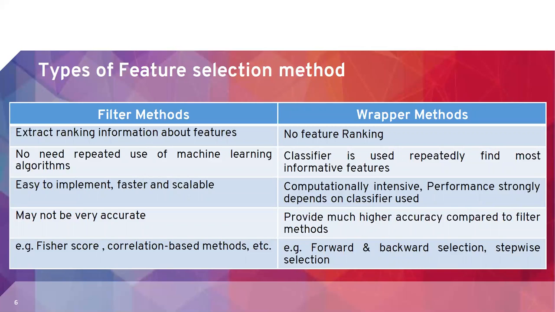So the filter method does extract ranking information about the attributes. It doesn't need a repeated use of machine learning. It uses some heuristics a priori to rank the attributes. It's easy to implement, faster and scalable, but may not be very accurate. Certain methodologies like mutual information, Fisher score, correlation-based methods, chi-square methodology, and information gain are some examples of filter methods. Whereas for wrapper methods, the conventional methods are forward, backward, and stepwise selection methodologies. We also can use evolutionary, stochastic and heuristic methodologies for finding the most informative subset of attributes.